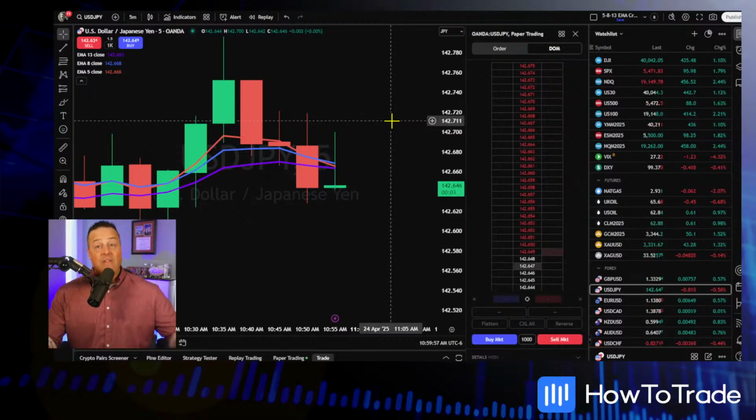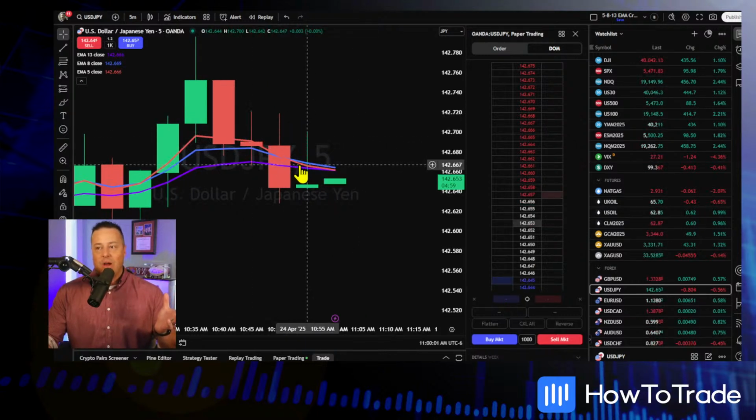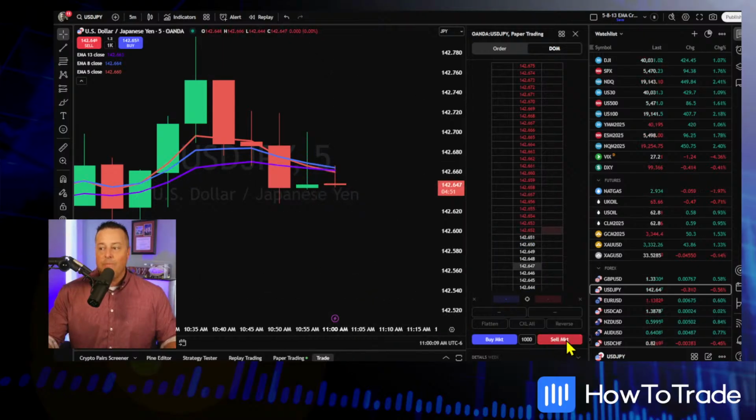So 5-8-13, a quick review of the rules. The 5 is the red moving average. As soon as that crosses under the 8 right there, which is exactly what happened, and price closes beneath all three of them, that's going to be our short signal. So let's go ahead and sell the market.